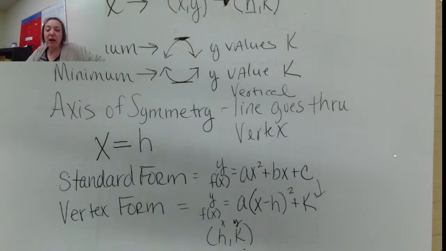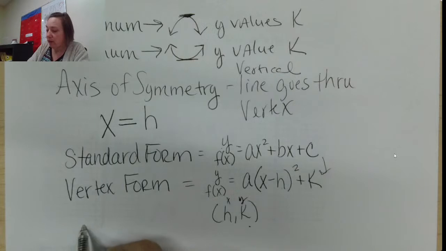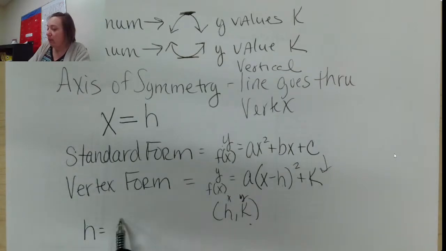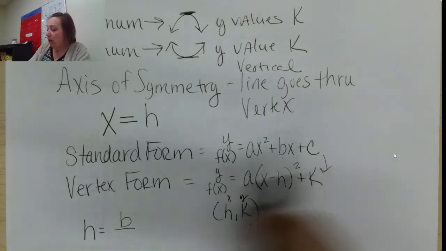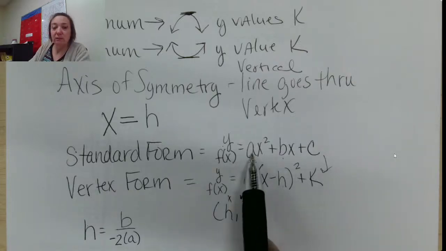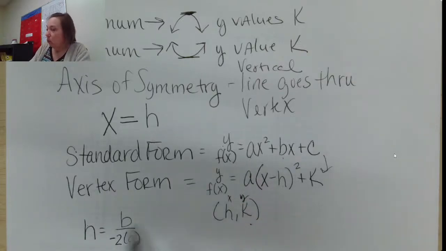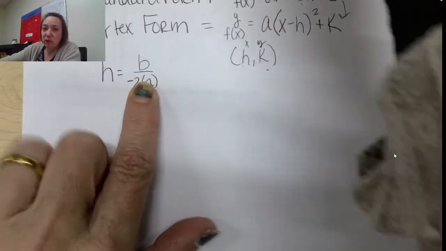Okay, so here's what we have to do. First, we're going to find our h value of our vertex. So to find our h value of our vertex, we're going to take whatever b is, and by b I mean this, whatever this value is, and we're going to divide that by negative 2 times whatever our a value is. Okay, so whatever that number is. And then, once we find that h, we're going to take that value, because remember, that's just your x from your vertex.